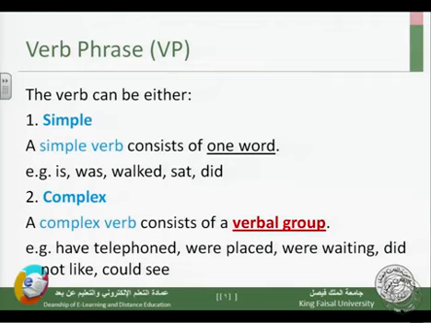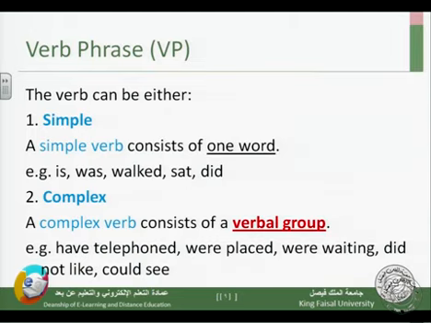So here we have a helping verb, an auxiliary verb, and a main verb. So have telephoned, have is a helping verb, an auxiliary verb, and telephoned is the main verb, or we can call the main verb the full verb. Okay, it has two names. We can either call it the main verb or the full verb. Were placed, were is the helping verb, placed is the main verb. Were waiting, it's the same. Were is the helping verb, waiting is the main verb. Did not like, did is the helping verb and like is the main verb.